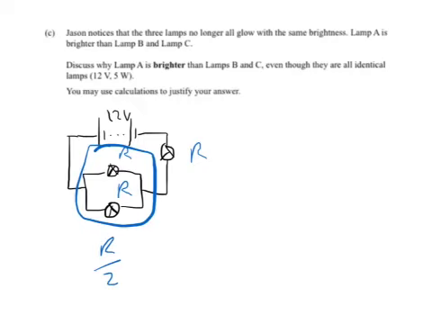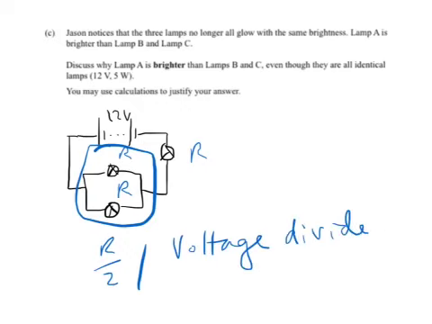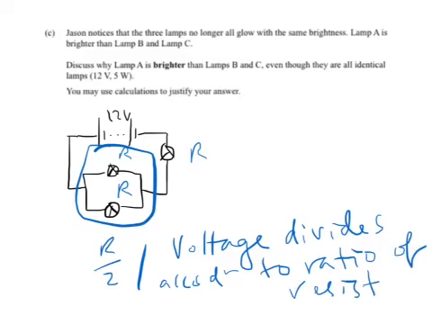Anyway, so discussing why lamp A is brighter: because it has a lower resistance in that parallel section, it will have a lower voltage as well. So the voltage, remember, divides according to the ratio of resistances. So you will have a greater proportion across the higher resistance. So you've got R as your ratio to R over 2.